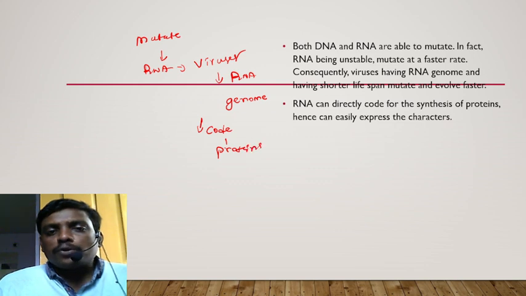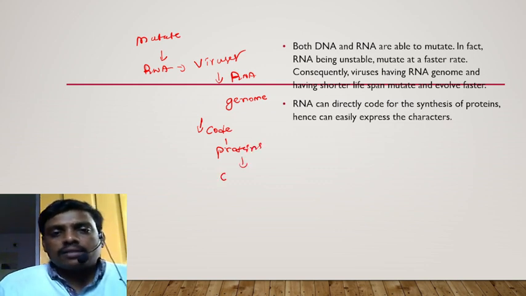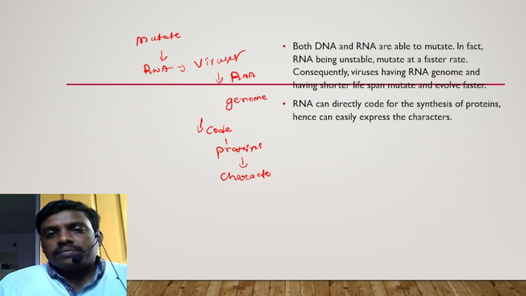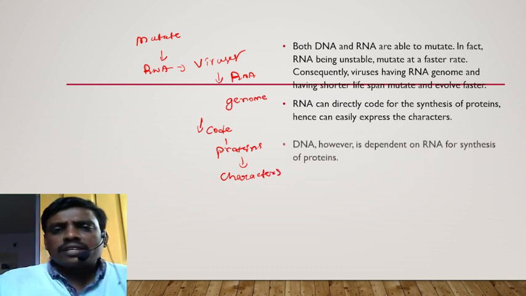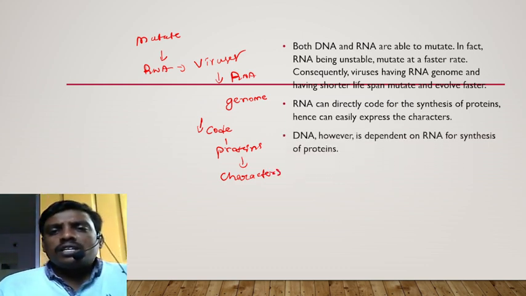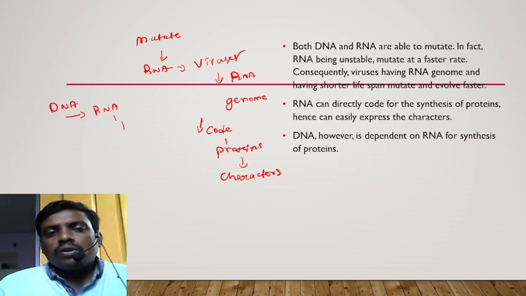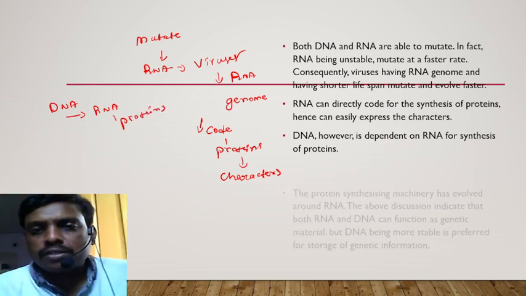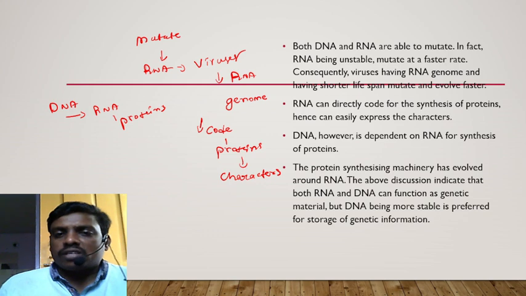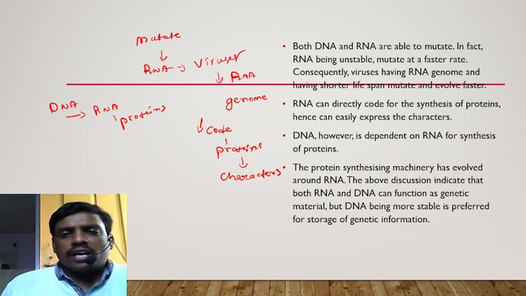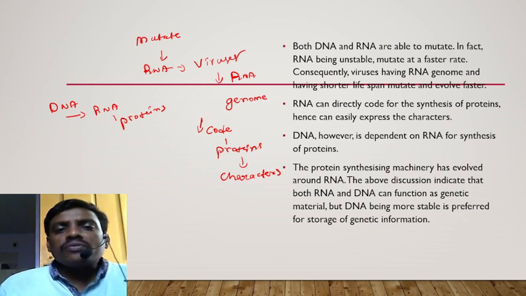These proteins can express the characters or traits. DNA, however, is dependent on RNA for the synthesis of proteins. One of the most important characters is that DNA depends upon RNA for the synthesis of proteins. DNA directly cannot synthesize proteins because of its chemical structure. The protein synthesizing machinery has evolved from RNA.